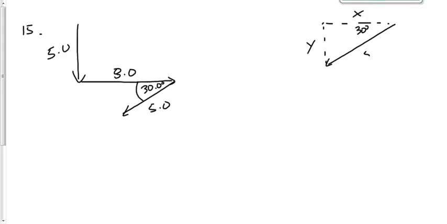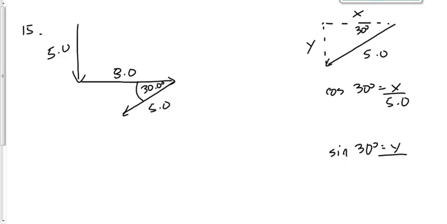This is 5.0. Which side of the triangle is the X component? Shavita? It's the adjacent side, right? So we're going to say cosine 30 degrees is equal to adjacent over hypotenuse. And then for the Y component, we're going to say sine 30 degrees is equal to opposite over hypotenuse.